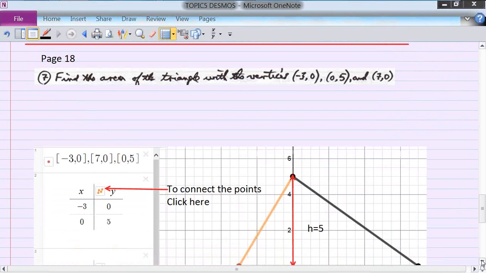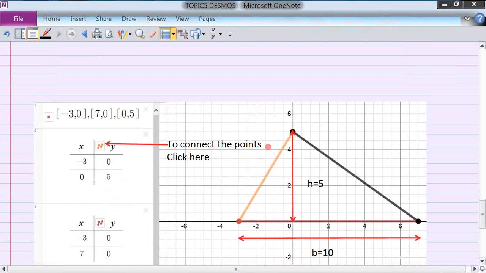Page 18. Number 7, find the area of the triangle with the vertices minus 3, 0, 0, 5, and 7, 0. So first of all, what I did was I entered minus 3, 0, 7, 0, and 0, 5.